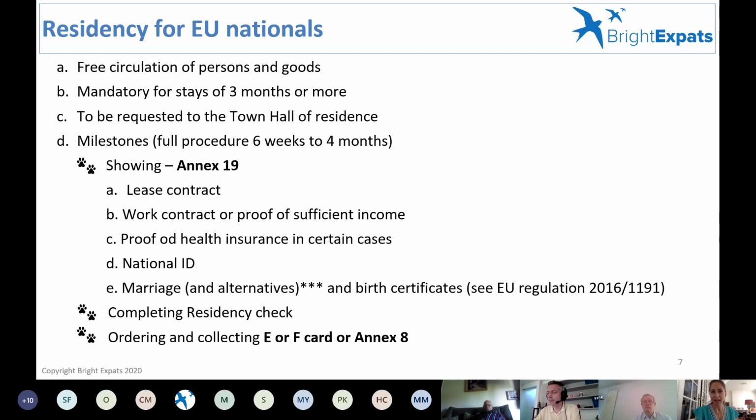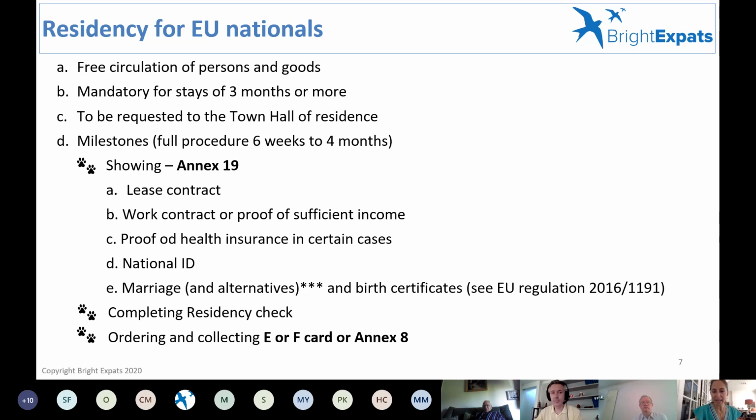I would like to clarify that applying for residency means the same thing as registering. So residency application and registration application are two words to refer to the same procedure. And this procedure is mandatory for stays that are longer than 3 months. So it is 3 months or more. It has to be requested at the town hall of residency. So the place where you are living.